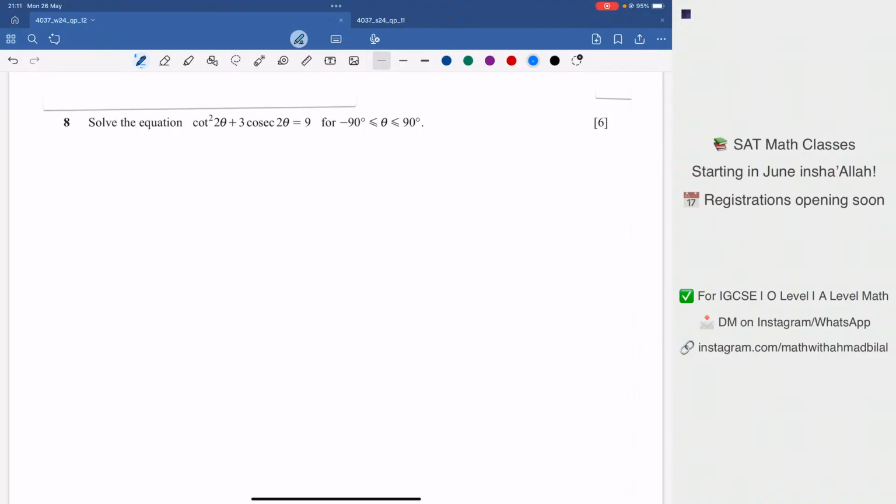Okay, now we've got a trigonometric equation that we want to solve for theta between minus 90 and plus 90. How do we do this? This is cot square 2 theta plus 3 cosecant 2 theta equals 9.